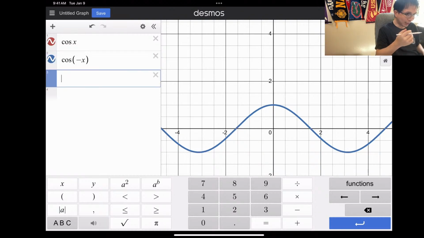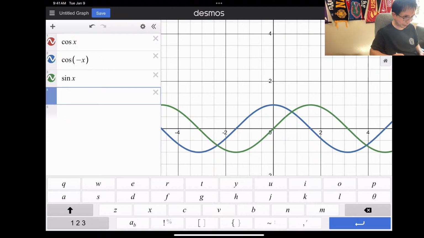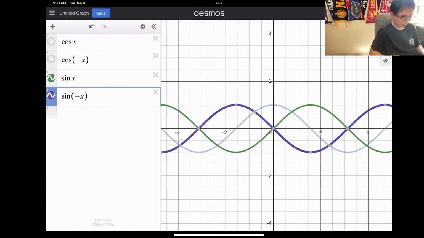But sine, however, is different. So let's say sine of x is like right here. But if you type in sine of negative x, what will happen? It's going to have asymmetry.